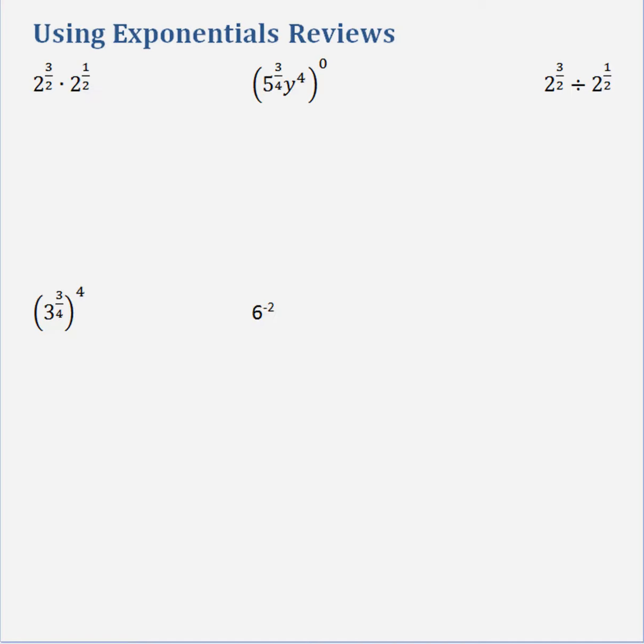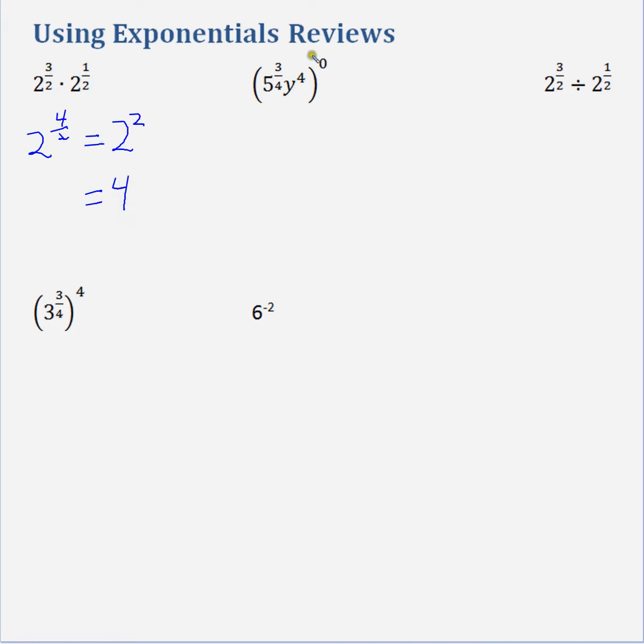This is just a review of the exponential rules that we had earlier, and it'll just take a minute to work through these. So this is the same base, and what do we do with powers if they have the same base? Well, we're going to add these. So this is 2 to the 3 halves plus 1 half is 4 halves. Well, 4 halves is 2, so this is 2 squared, which is really just 4.